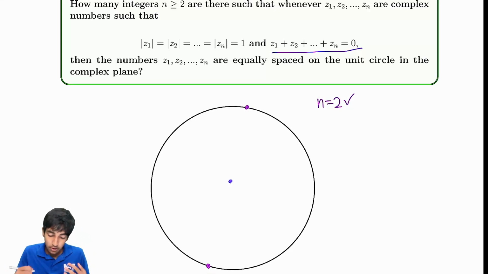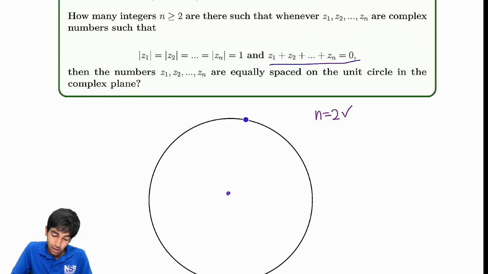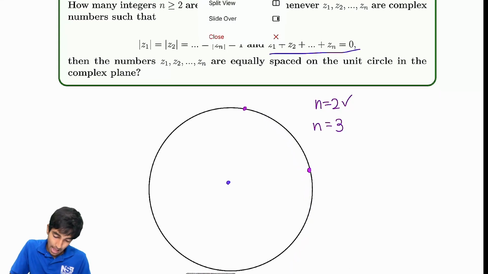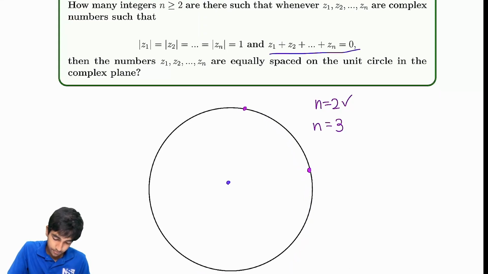So whenever there are 2, they must be equally spaced on the circle. If you have something like this, they're not going to add up to 0 because they're not diametrically opposite. And if they're diametrically opposite, they're clearly spaced evenly. So n equals 2 is yes, this must be true. Now what about n equal to 3? Is it possible to have them not equally spaced, but they still sum to 0?